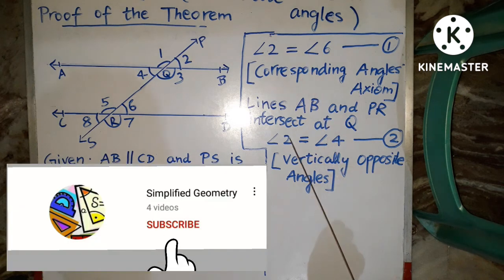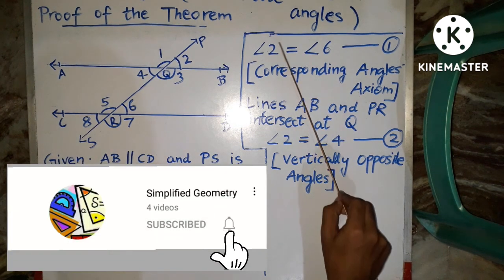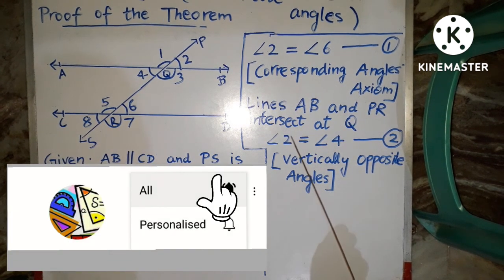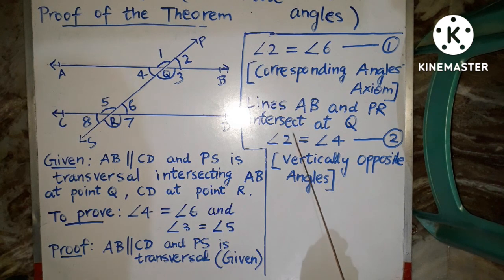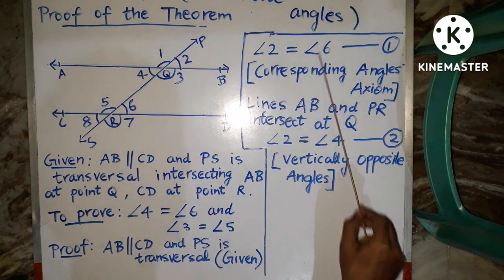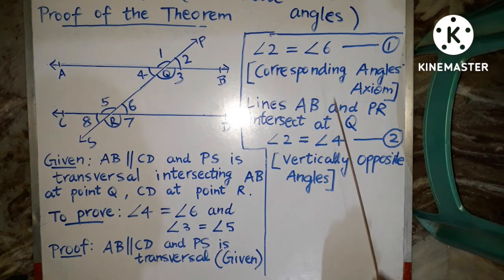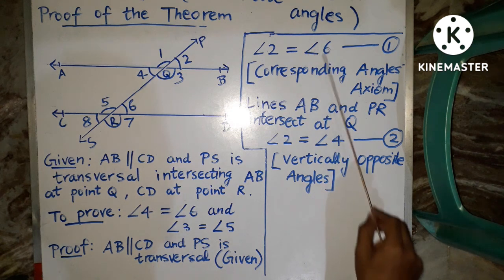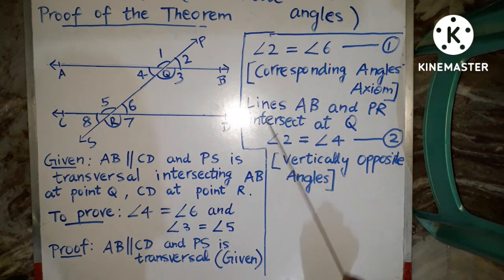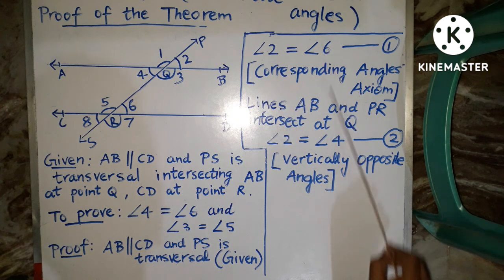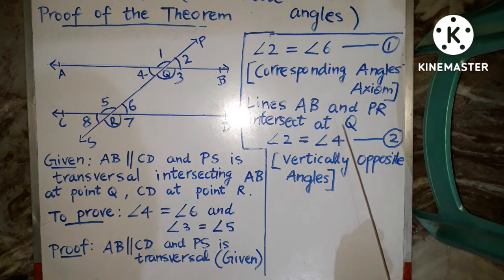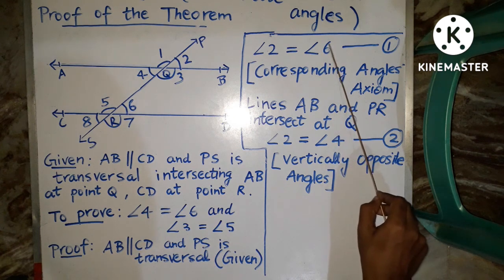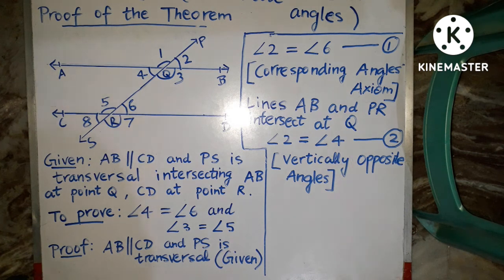Now from both these equations, we can see that the left hand side is equal. Here also angle 2, here also angle 2. Then automatically the right hand side of the equation will also be equal. When LHS is equal, here angle 2 and here also angle 2, then the RHS will also be equal. So angle 6 will be automatically equal to angle 4.